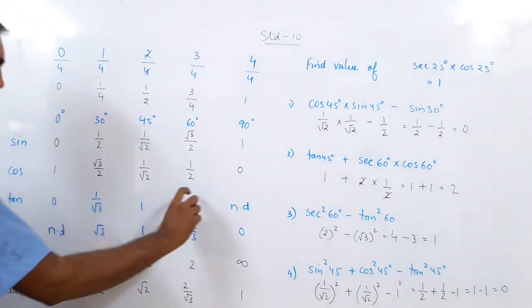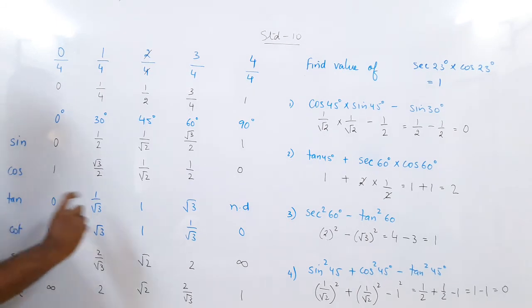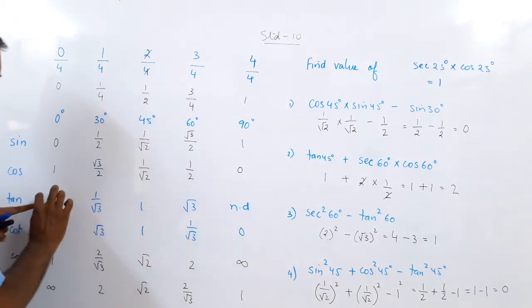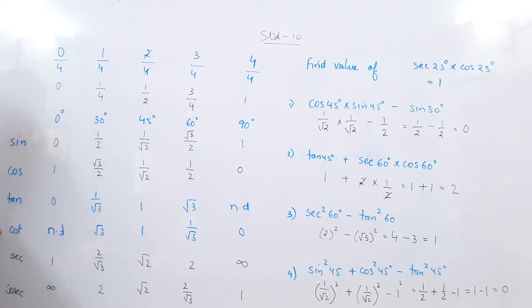Now tan is increasing and cot is the reciprocal, so it will decrease. I could do cot as cos upon sine also, but tan is increasing, so I wrote these values in reverse when I found out cot.